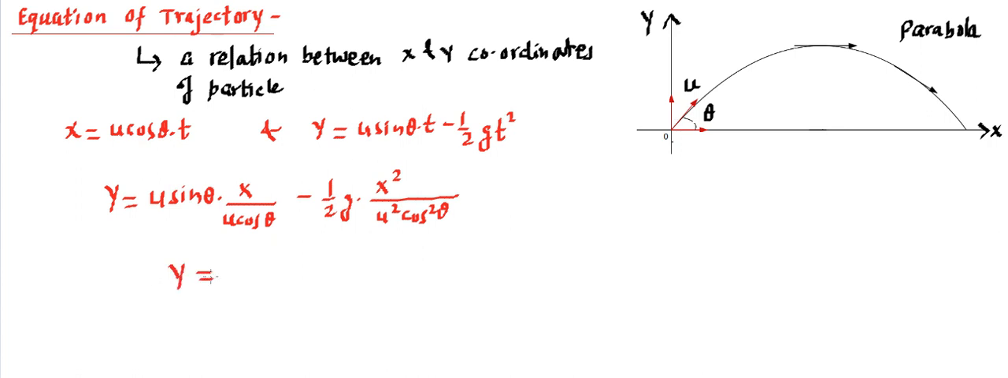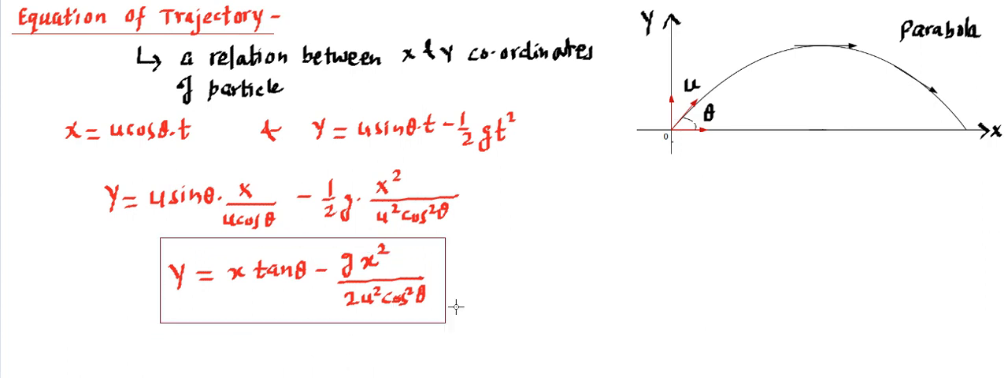Now we can simplify it a bit. When we simplify it, u is getting cancelled out. So it becomes x tan theta, or tan theta into x, minus, here nothing else gets cancelled out. So it's going to be minus g x square divided by 2 times u square cos square theta. So that becomes a relation between coordinates x and y. That will be known as the equation of trajectory, an important relation that we need to keep in mind.